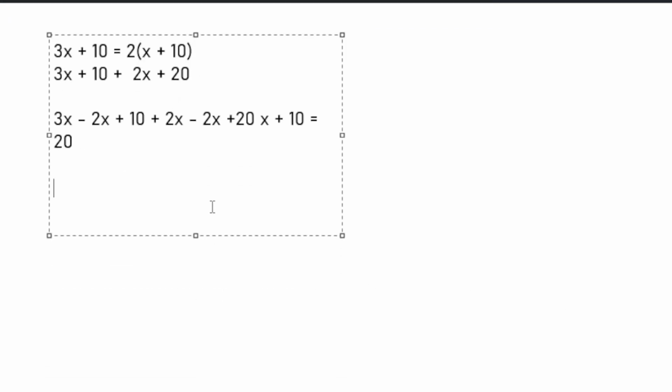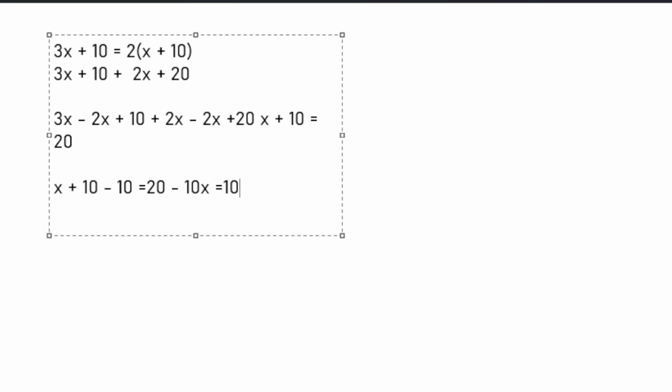Next, subtract 10 from both sides. x plus 10 minus 10 equals 20 minus 10, which equals 10. So we've solved for x, which is 10. That means Zach is currently 10 years old.